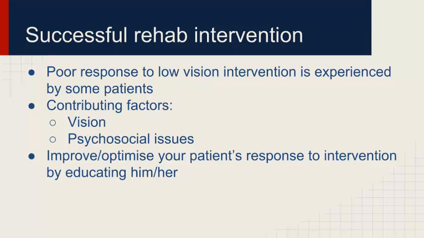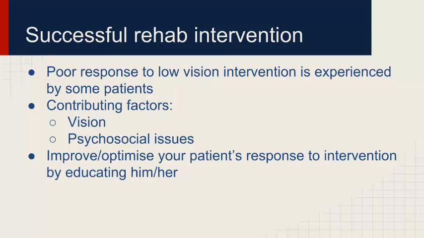So, what makes a successful low vision rehabilitation intervention? Well, what you'll find is that sometimes patients don't respond to a low vision intervention as well as you expected. And this could actually be due to their vision, but it might also be due to psychosocial issues that we discussed in earlier topics in this subject. So I mean things like depression or coming to terms with sight loss, social support that the patient has in place, whether they have any home modifications, how independent they are, and so on.